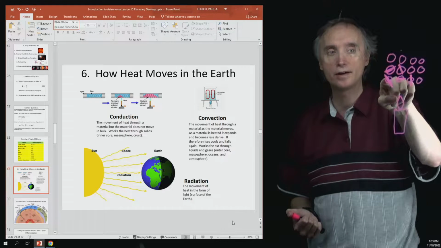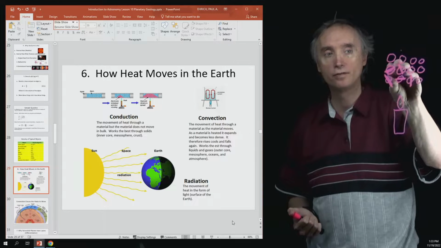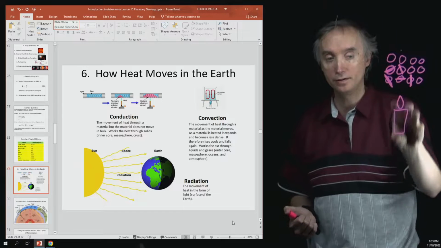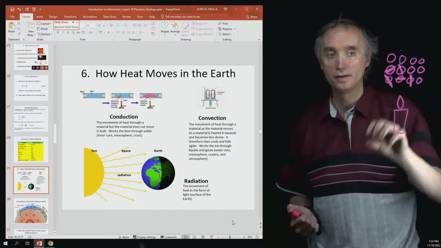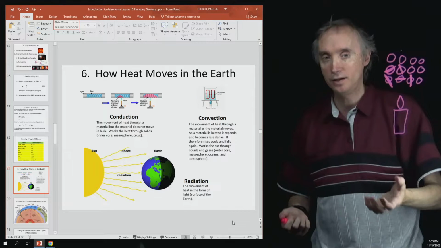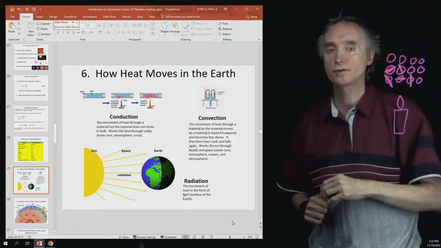You see these atoms are stuck where they're at, and so even though the vibrations are moving through the material, the heat is moving through the material, the atoms aren't actually carrying the heat with them. So conduction works the best through solids.